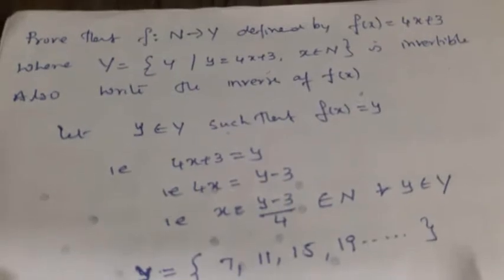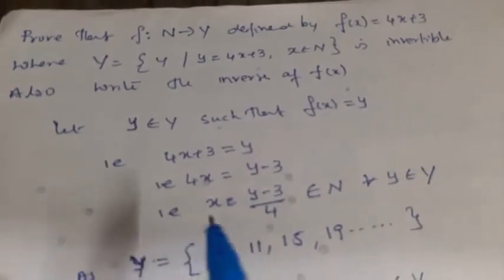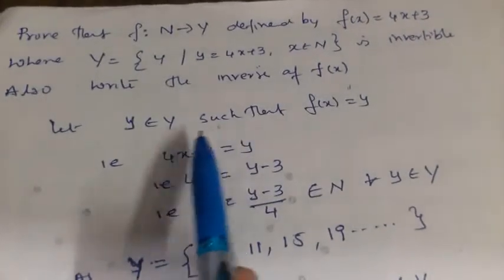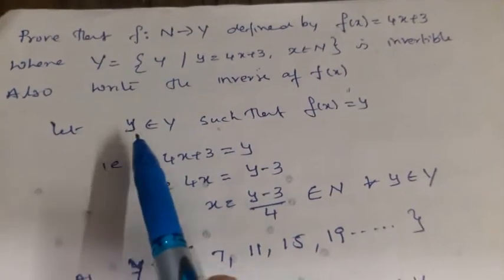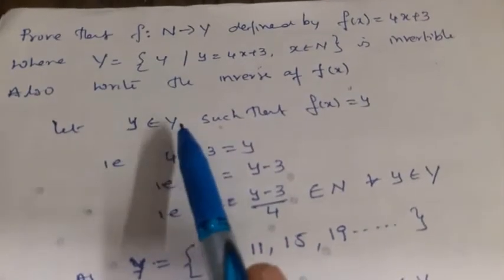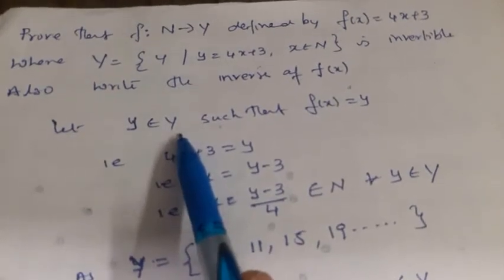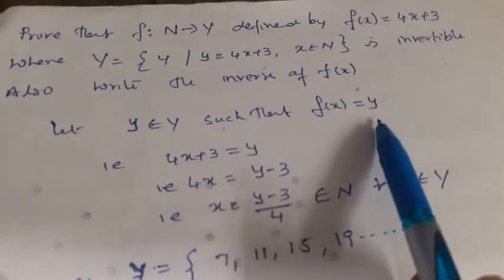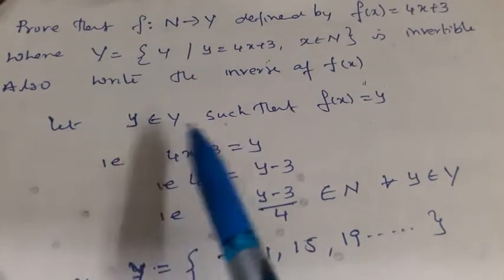The method of solving this type of problem is you have to take like this. Let y belongs to Y such that f of x equal to y. For all such problems you have to take like this only. Take an element in the range of the function such that f of x is equal to y.